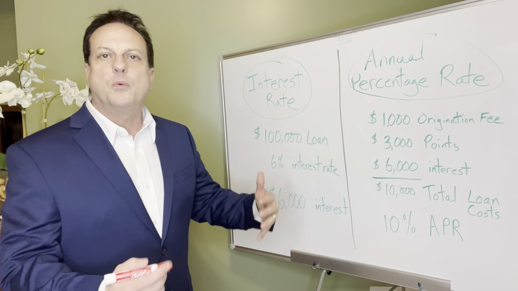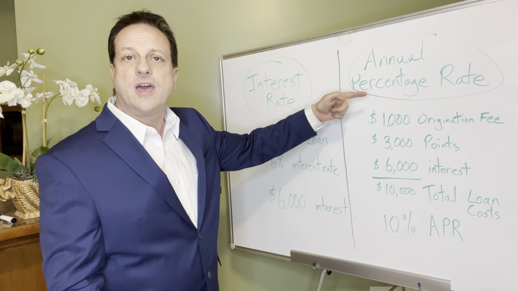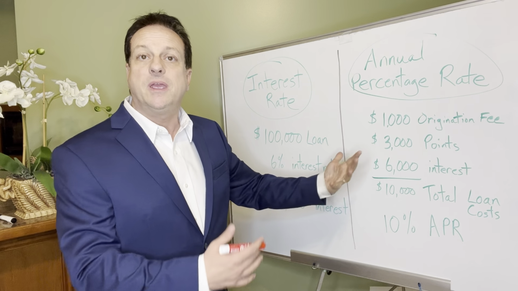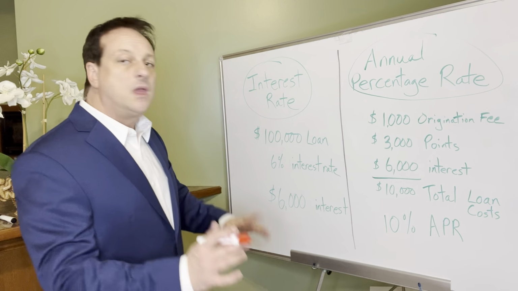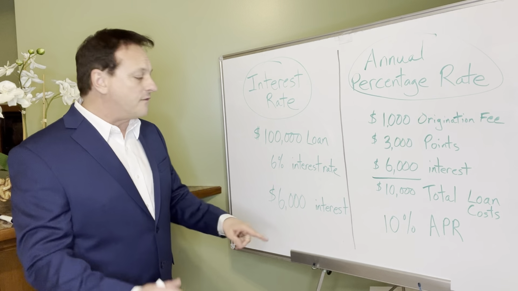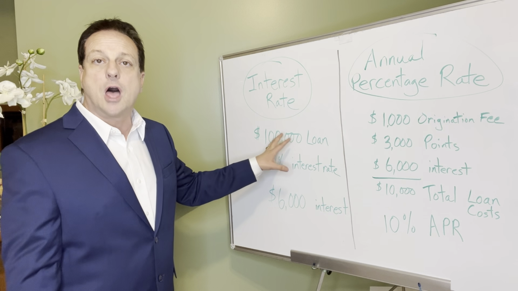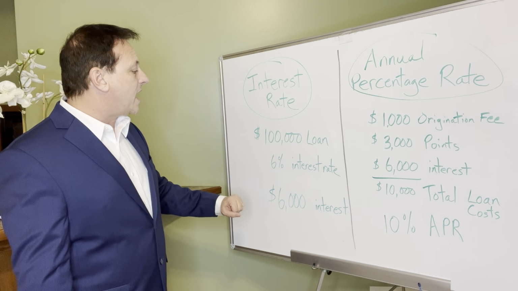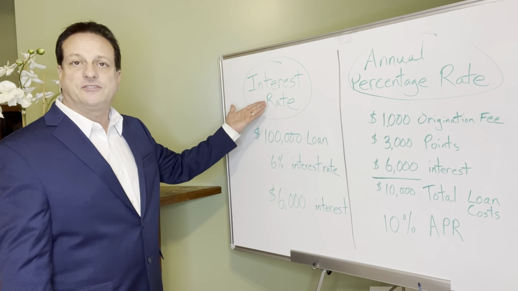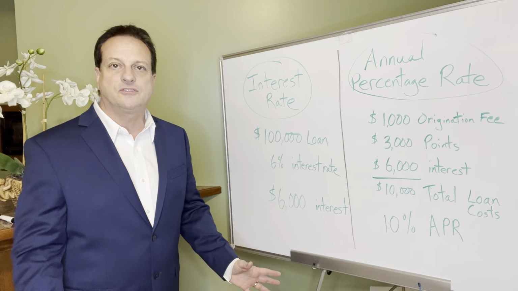APR. So when you see an APR on anything, that stands for the annual percentage rate. That's the APR. The APR is typically going to be more. It's going to be a higher rate. Here's how this works. In this example, the interest rate by itself is 6%. Let's say the buyer's taking out a $100,000 loan. 6% of that is $6,000 in interest. Pretty simple. That's the interest rate. 6% is $6,000 in interest.